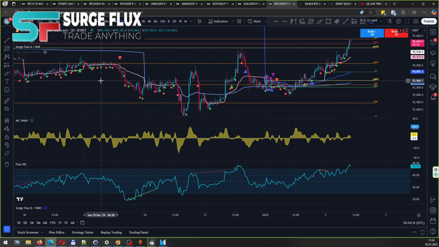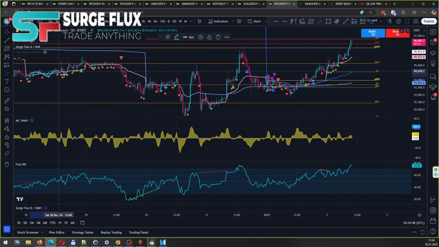So, when you use VWAP in confluence with other indicators, it's a very powerful tool that gives us additional confirmation. Like it said in the definition, when the price is moving around the VWAP, up and down, up and down, we don't have a clear indication what is going to happen.